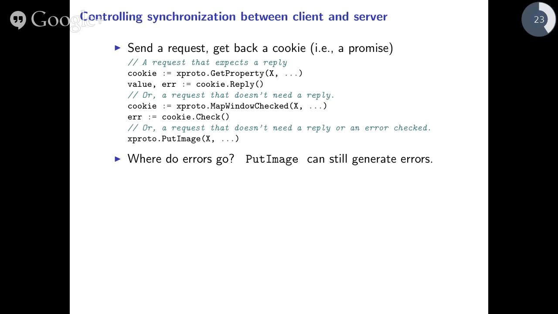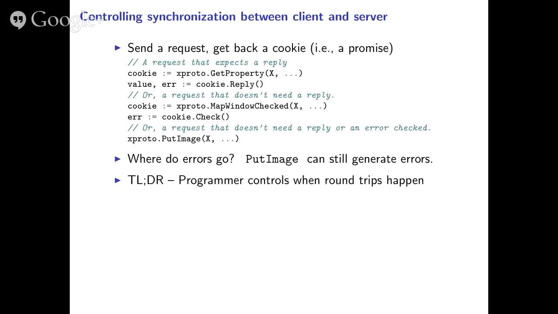So where do errors go? Put image can still generate errors, like if you try to put an image to an X resource that doesn't exist or was destroyed or something of that nature. In your window manager or in your X client, there tends not to be a reasonable behavior other than sending it to a log somewhere. So what XGB will do is reroute the error to your event loop, and the code running the event loop will just emit the error and then continue on with what it's doing. So basically, the summary of this slide is programmer controls when round trips happen.